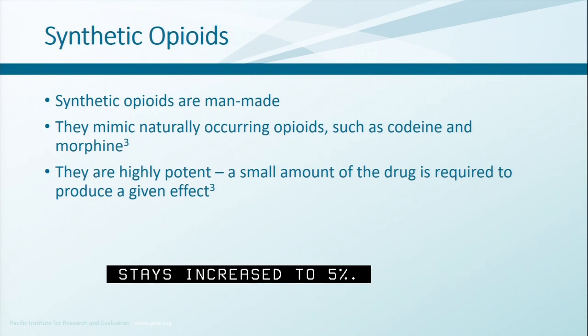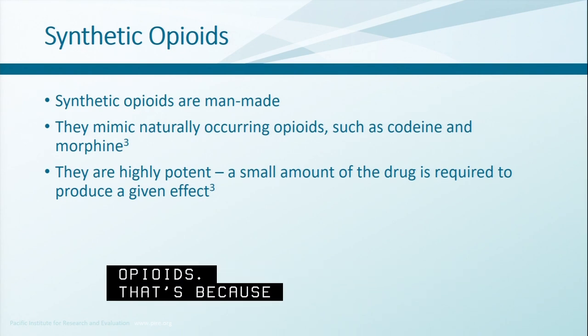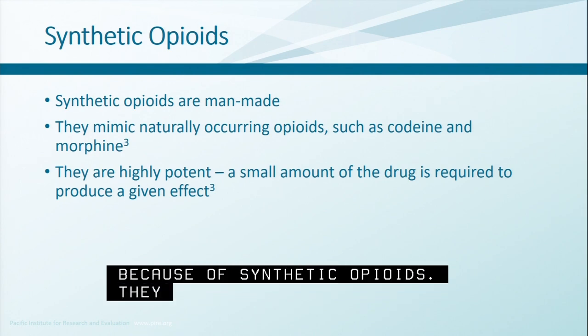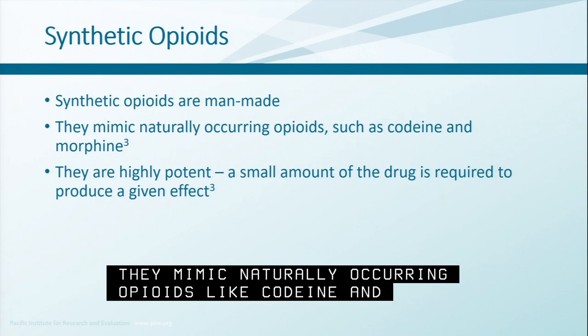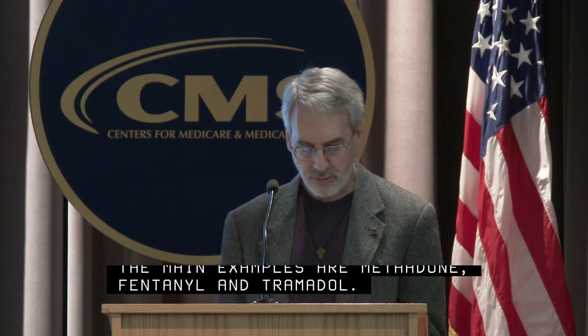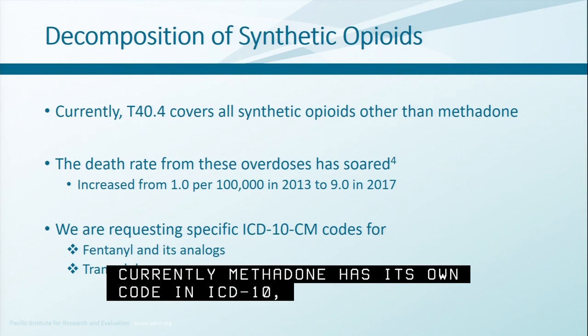Since 2013, the death rate has increased more rapidly, and this is due mostly to synthetic opioids. Synthetic opioids are man-made drugs that mimic naturally occurring opioids such as codeine and morphine. They're highly potent, and just a small amount of the drug is required to produce a given effect. The main examples of synthetic opioids are methadone, fentanyl, and tramadol. Currently, methadone has its own code in ICD-10, but T40.4 covers all other synthetic opioids.